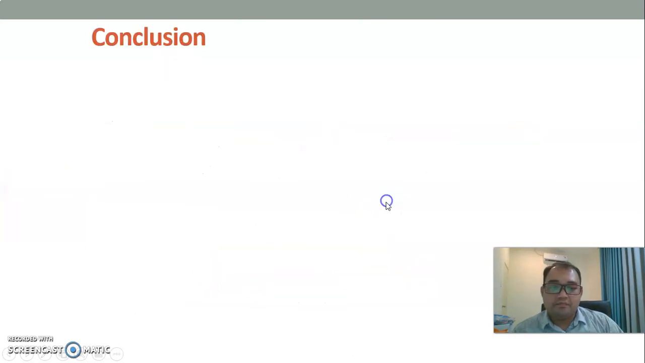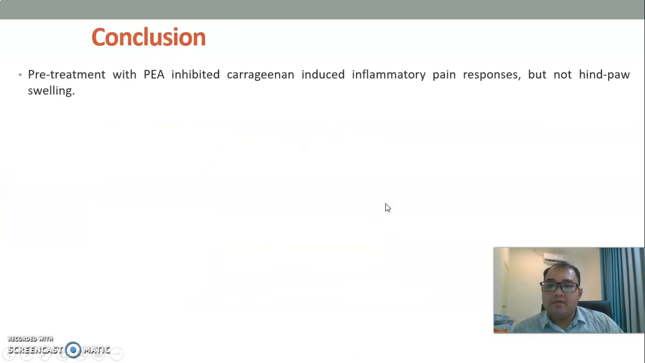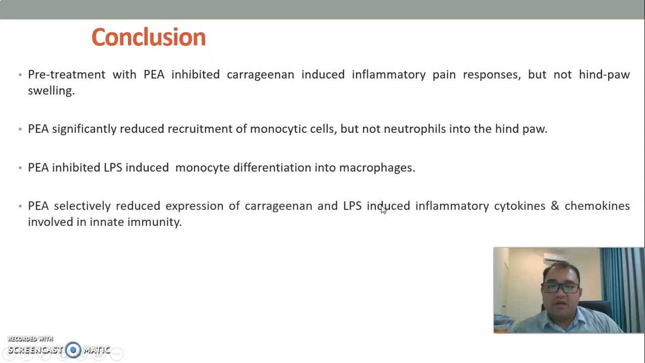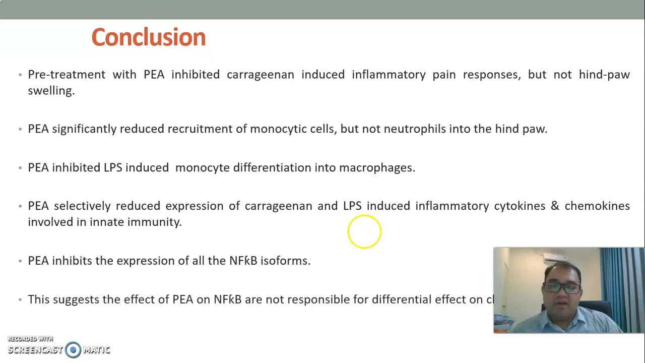So as a conclusion, pre-treatment with PEA inhibited carrageenan-induced inflammatory pain response, but not hind paw swelling. PEA significantly reduced recruitment of monocytic cells, but not neutrophils, into the hind paw. PEA inhibited LPS-induced monocyte infiltration into macrophages. PEA also selectively reduced the expression of carrageenan and LPS-induced inflammatory cytokines and chemokines. PEA also inhibited the expression of all the NF-kB isomers. And this suggests that the effect of PEA on NF-kB is not responsible for the different effect on chemokine production.